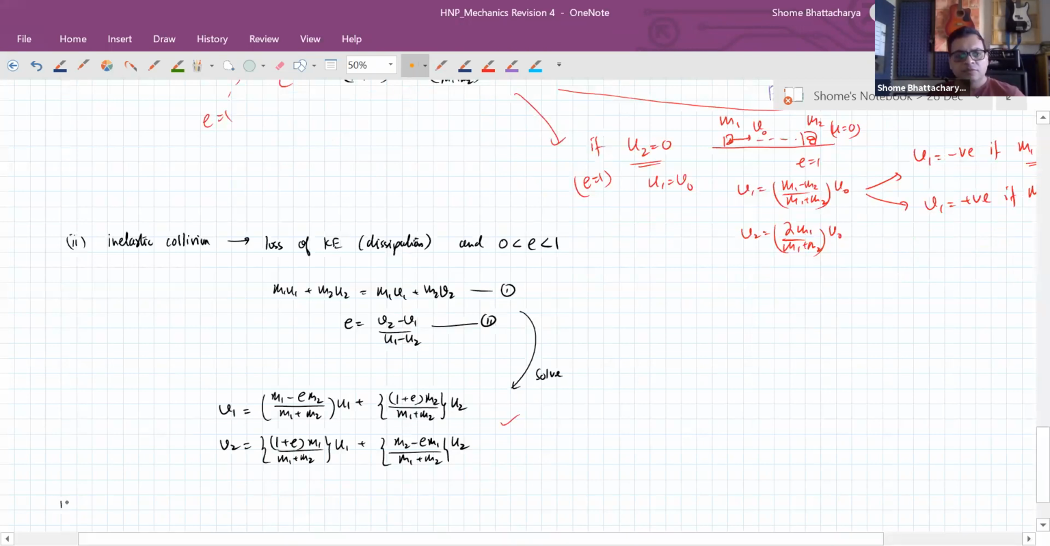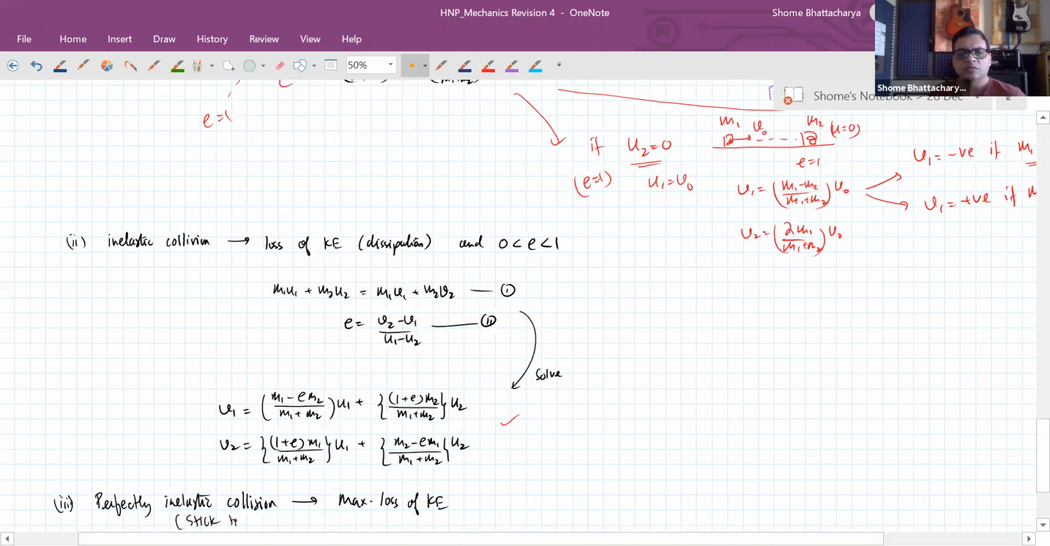And finally, if you have the perfectly inelastic collision, that means the two bodies stick to each other, or the two particles colliding stick to each other. So this is the situation in which there is maximum loss of kinetic energy. In which particular situation the dissipation of kinetic energy will have maximum value? When they stick to each other.